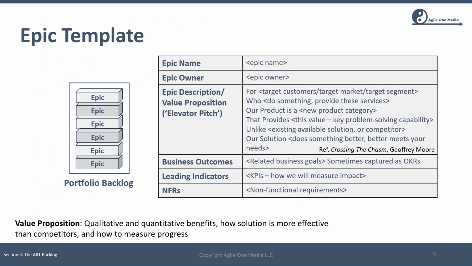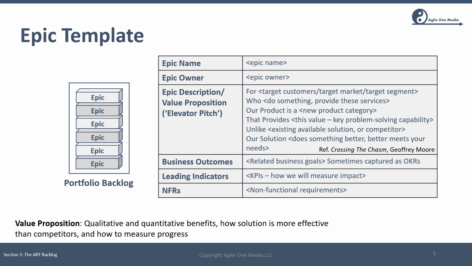So now let's take a look at the kind of information we would expect to see captured in an epic. And again, epics are items that reside on the portfolio backlog and represent major business initiatives. In this example, we have epic name, epic owner, and then we have this format called the elevator pitch used to describe the epic. More information about this can be found in Geoffrey Moore's book, Crossing the Chasm. An example might be for mortgage originators who provide home financing services.